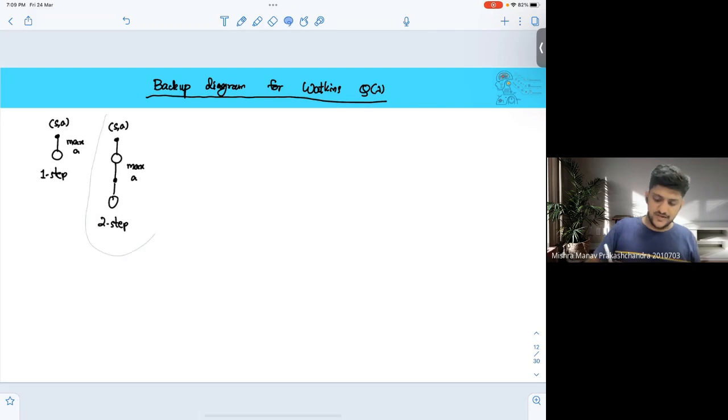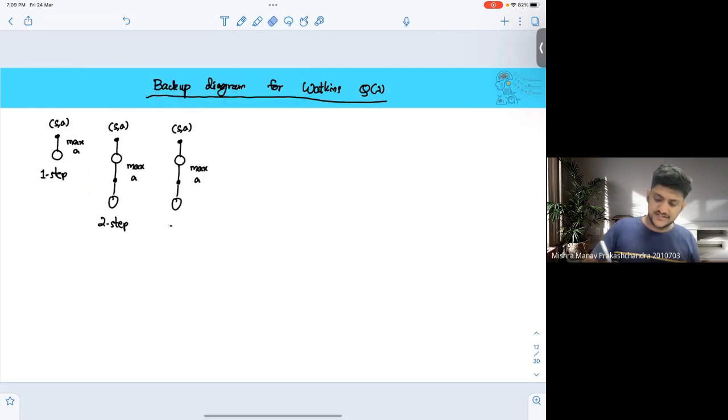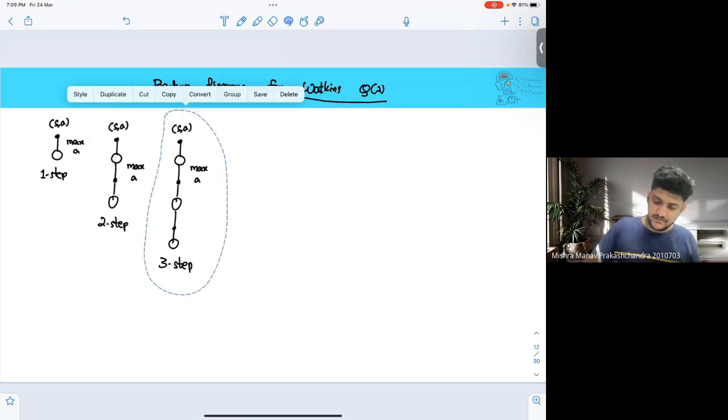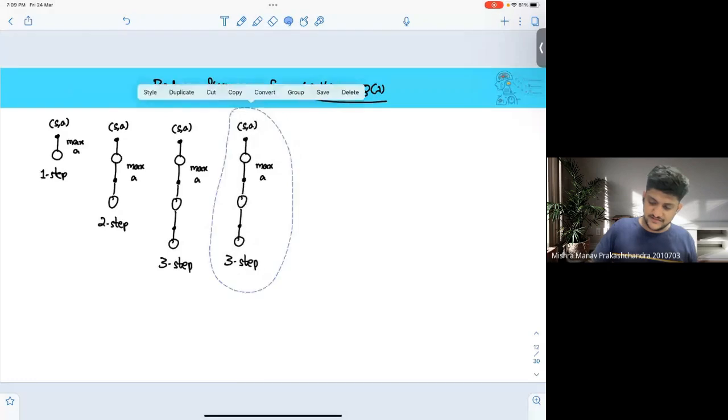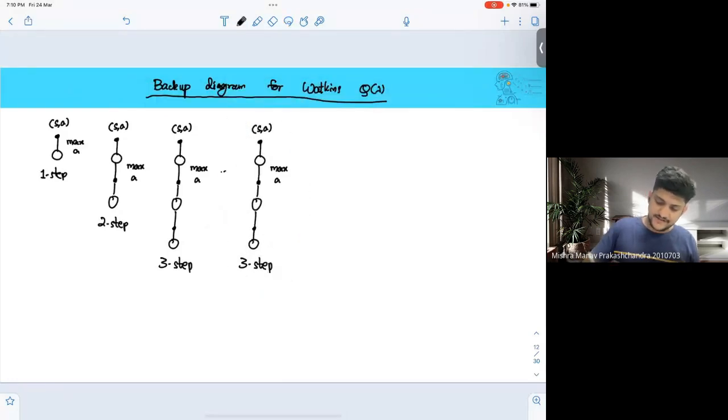And then copy, paste, I extend it to a three-step update. I have three-step, then I copy, paste. Let's say I paste it somewhere here. And this is an extension till the n step update rule.